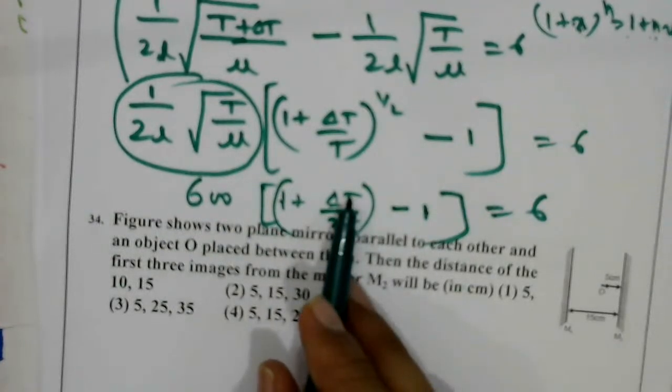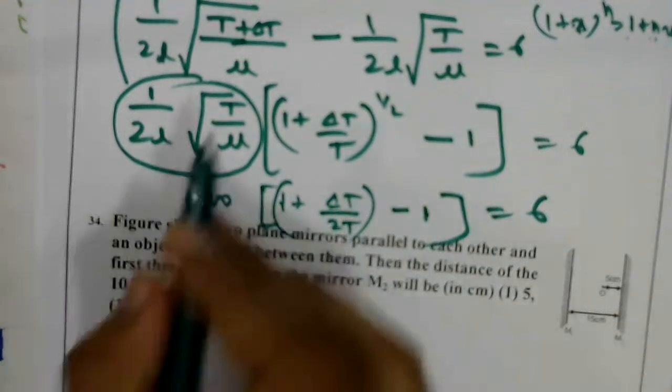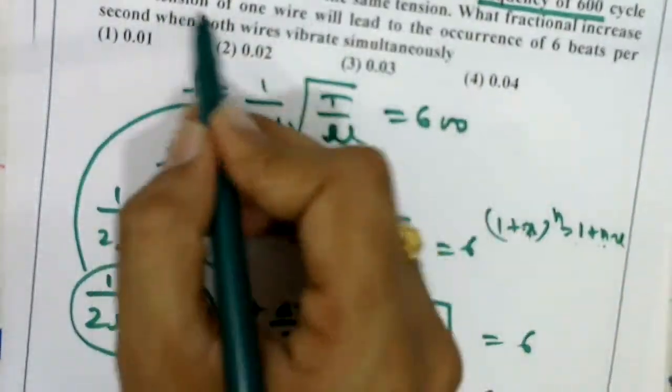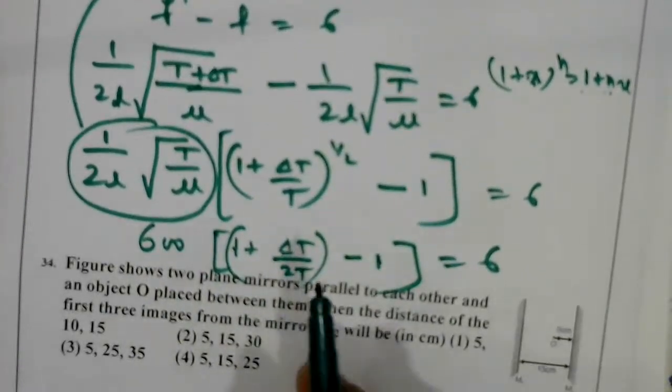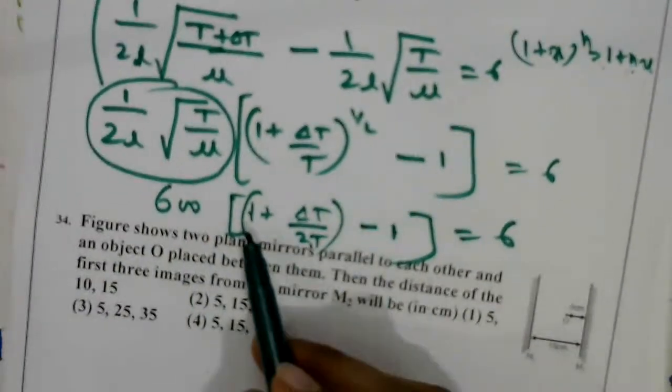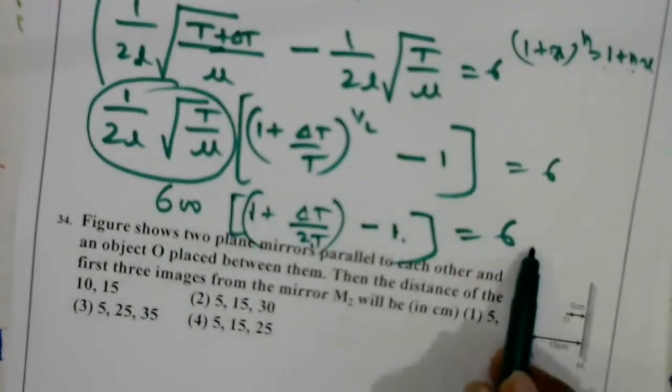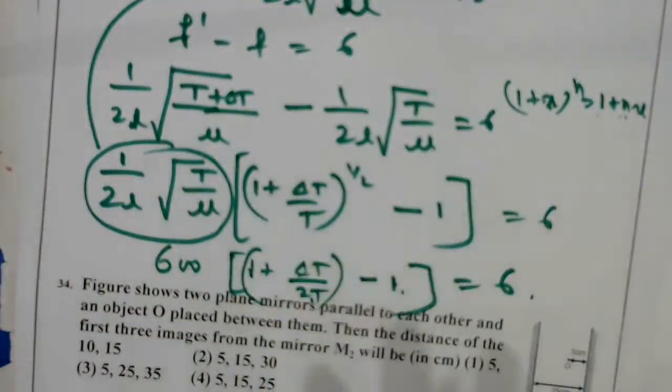So we are going to find what delta T by T is, the fraction. In that question, tension is fractional. So how much tension has changed with respect to the initial? That is delta T by T. It is simple. The minus one gets cancelled. You take this one to this side and you'll get the second option. So it is a calculation, you calculate.